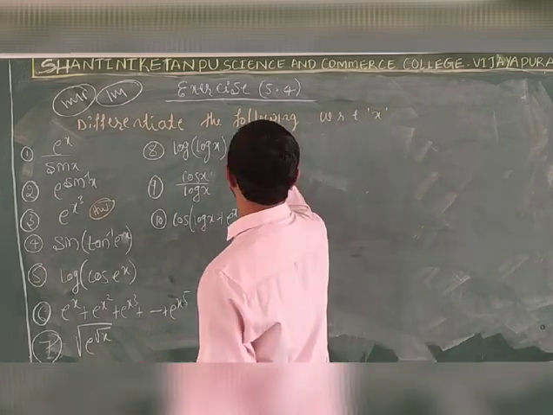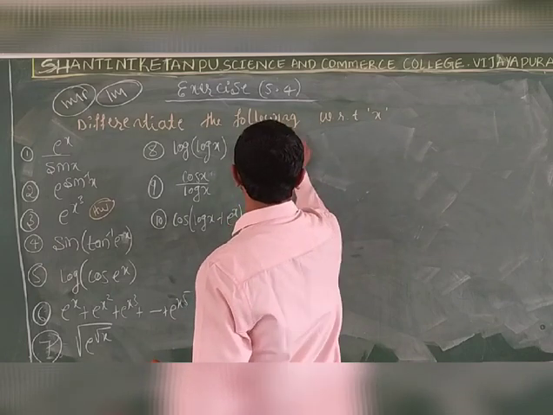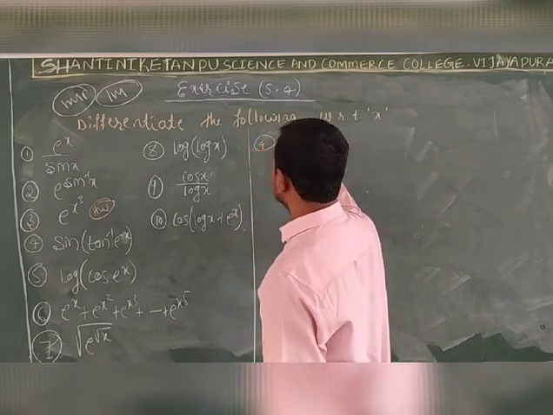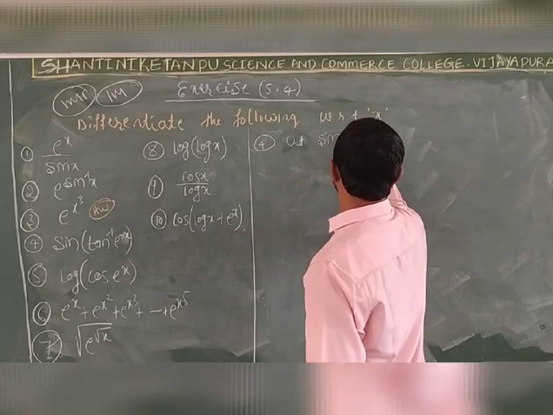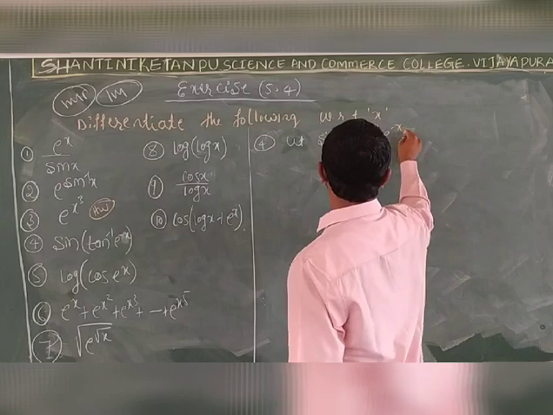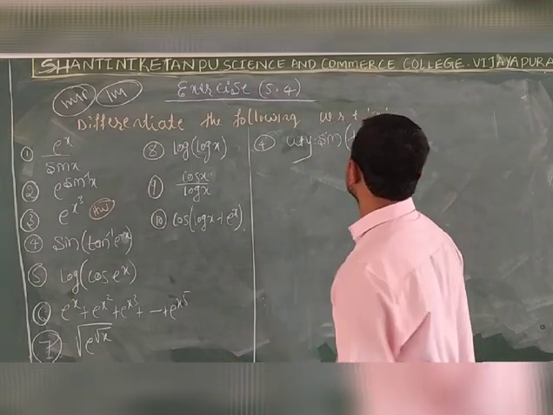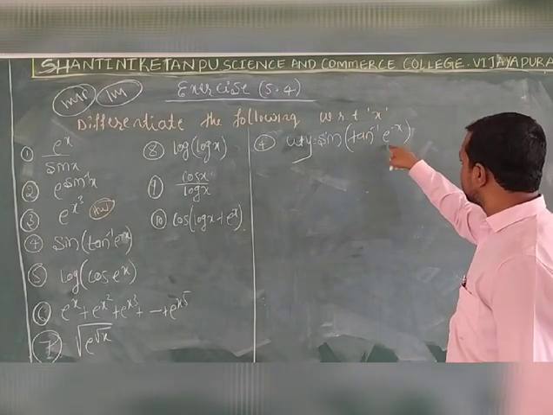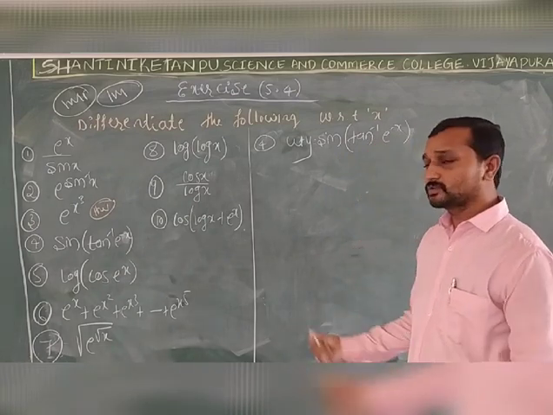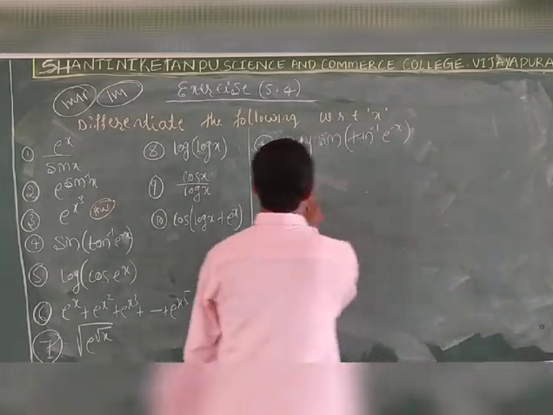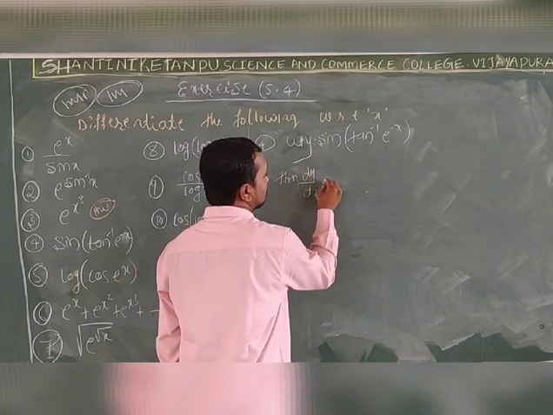The fourth one. What is that fourth one? Let us consider sin of tan inverse of e raised to minus x. This is one function, two functions, three functions. More than two functions are there. So it is a composition of functions, and the same procedure applies as it is. Then dy by dx.